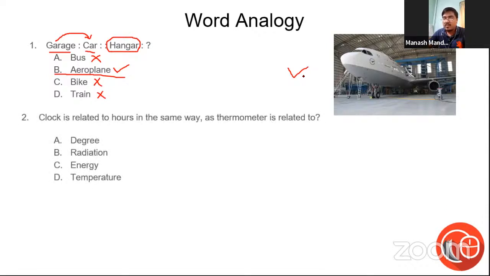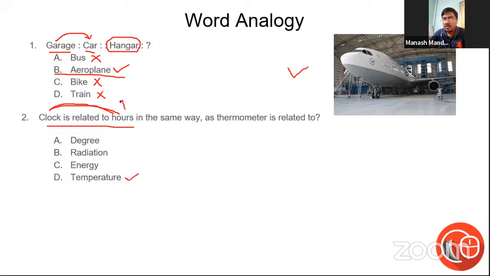The second question is: clock is related to hours in the same way as thermometer is related to what? Before we go into the options, let us first look at the first part. Let us find the relationship between clock and hours. Hours is a unit of a clock, right? So thermometer, what does it show? The thermometer shows us temperature.